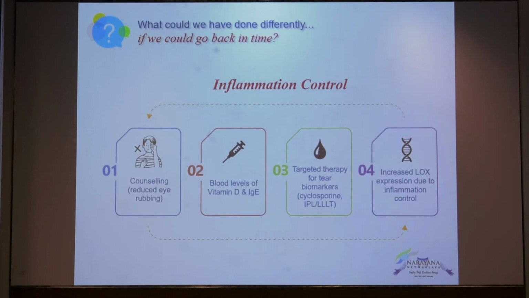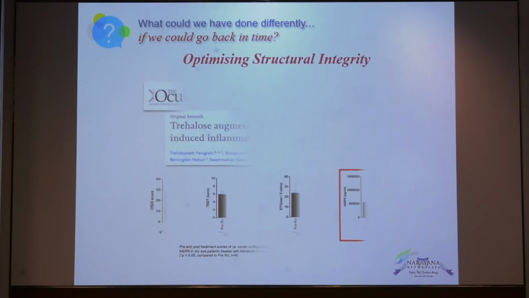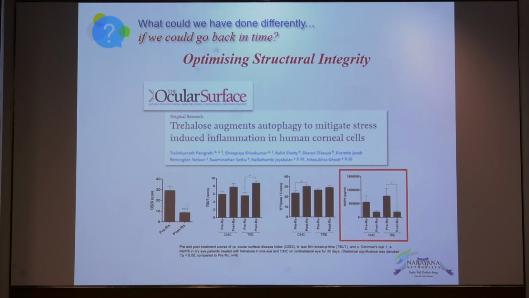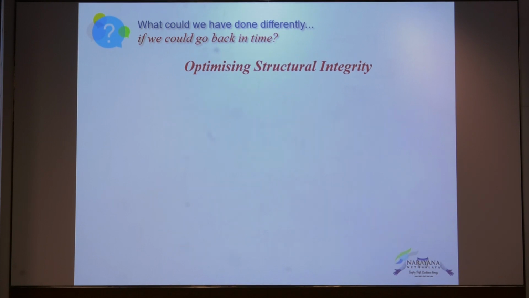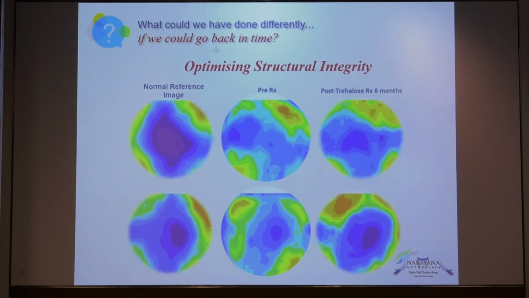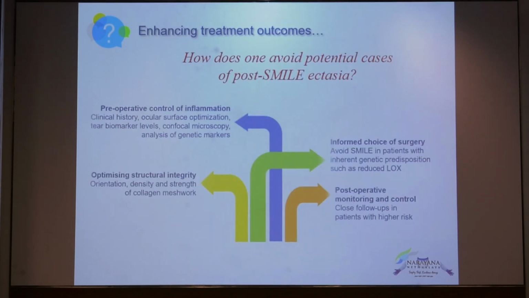So what could have been done differently, if we could have possibly gone back in time? Counseling for eye rubbing, and blood levels of vitamin D and IgE should have been done, with targeted levels for biomarkers based on our kit, and increased LOX expression through inflammation control. We have known that trehalose augments autophagy and reduces inflammation in the corneal cells. This is a normal reference image of the PS-OCT, and you can see how the collagen arrangement of the cornea looks pre-trehalose and post-trehalose.